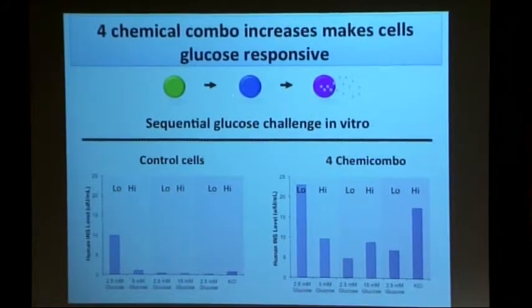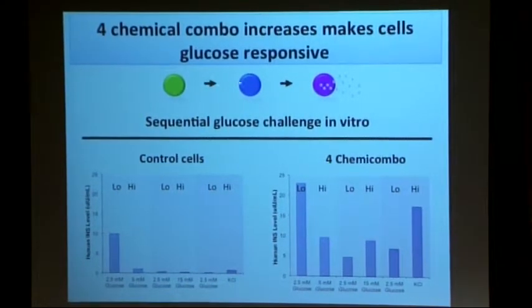Using 4 chemicals combined, we can turn these progenitor cells into a cell for the first time that in vitro responds to low and then high glucose at least twice. And so we haven't yet solved the problem, but I think we're now on the path to solving the problem of making, in short, 1 billion cells that accurately respond to glucose and secrete insulin. If that's true, it's still, let's say, a year away.